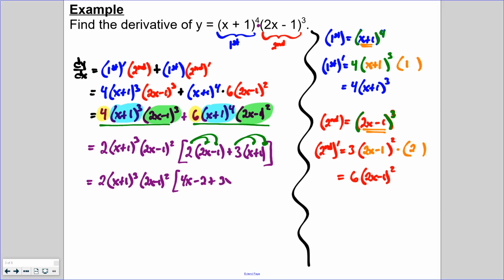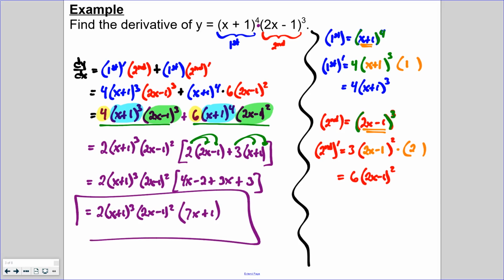And there's still more we can simplify, because we can combine like terms on the inside of those brackets. We're going to write this again. 2 times (x+1)^3 times (2x-1)^2 times the quantity 7x+1. Whew, done, done, done. Mic drop. Let's do it. All right, so there you go. This is the answer that Newton is going to want you to get.